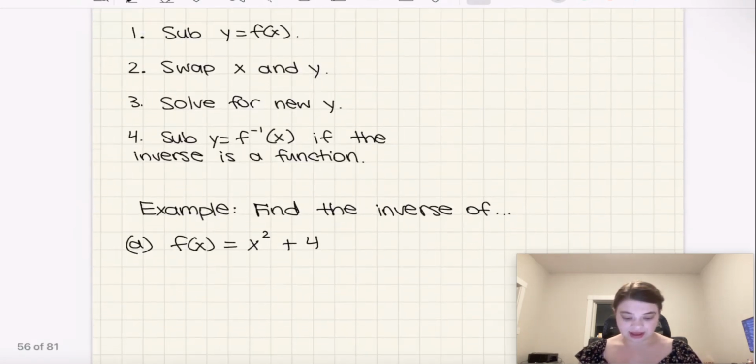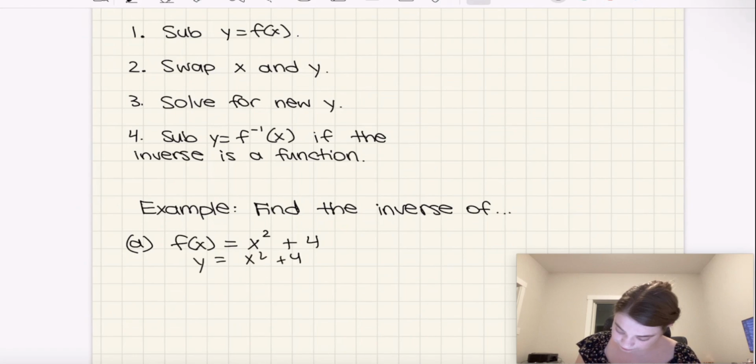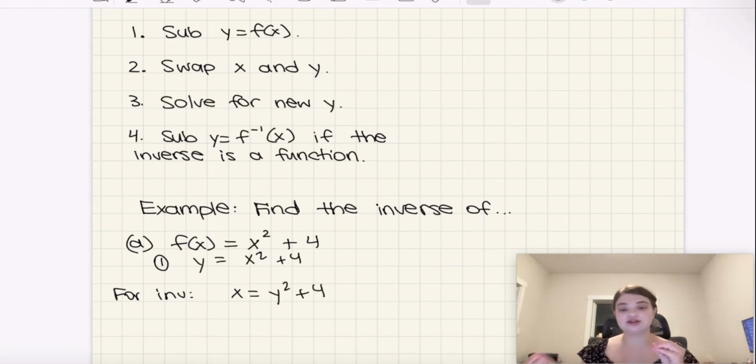Okay, so starting with A, the first thing we need to do is swap y equals f of x. So my first line is going to be y equals x squared plus 4. So that's step 1. Step 2 for finding the inverse is we need to swap x and y. So for the inverse, we have x is equal to y squared plus 4, right? Because all I did is switch x and y from the previous step.